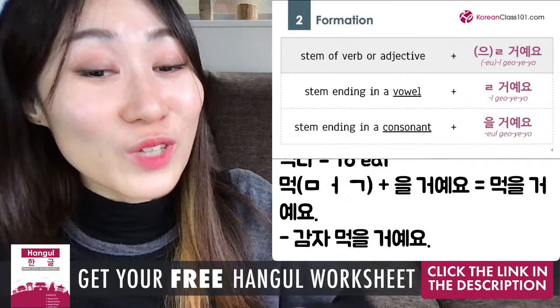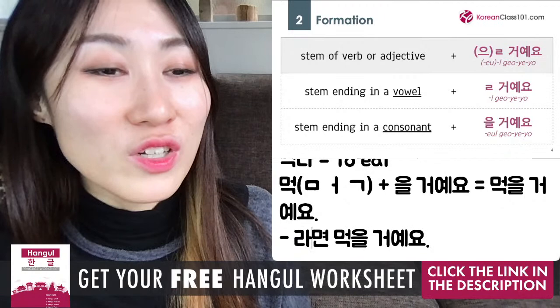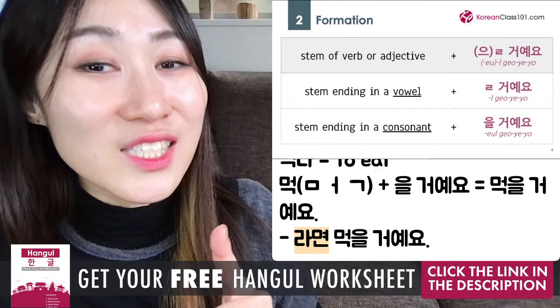That's a good example too. Instead of 감자, you can also say 라면. 라면 먹을 거예요 is also fine. 라면 먹을 거예요. 라면 is instant noodles, by the way. Instant noodles that you can buy in the supermarket.